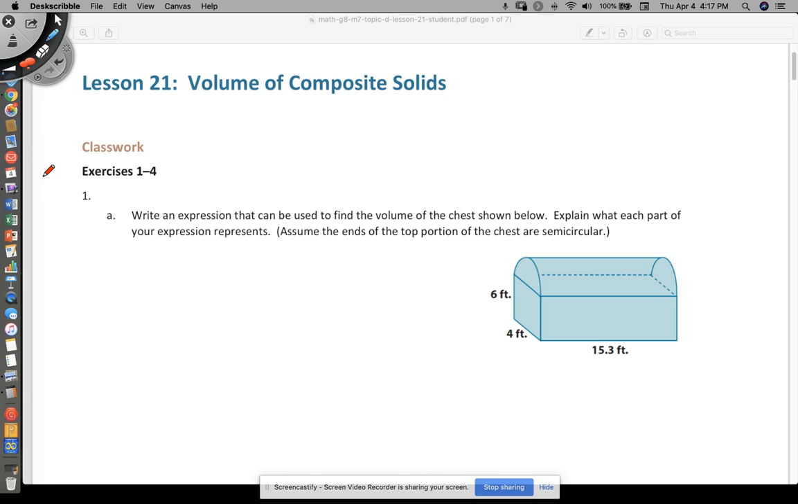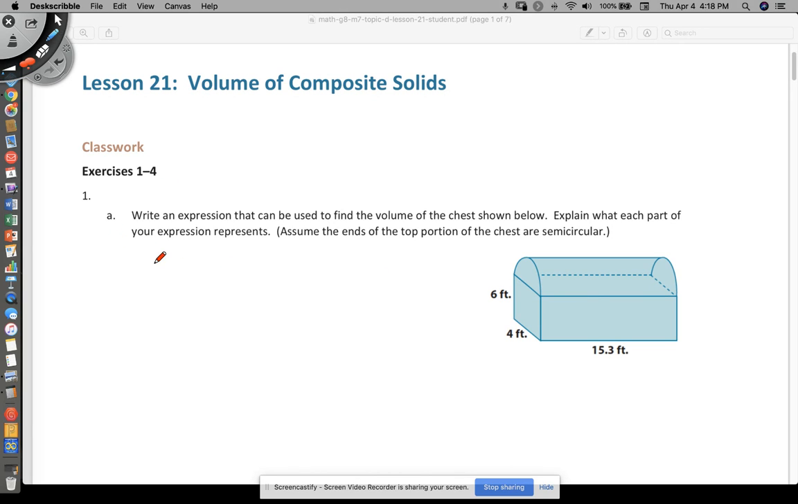This is 8th grade, Module 7, Lesson 21 on volume of composite solids. So we're going to find the volume of this chest here. If you notice, we have two shapes. We have a rectangular prism, and then we have like a semicircle top here.